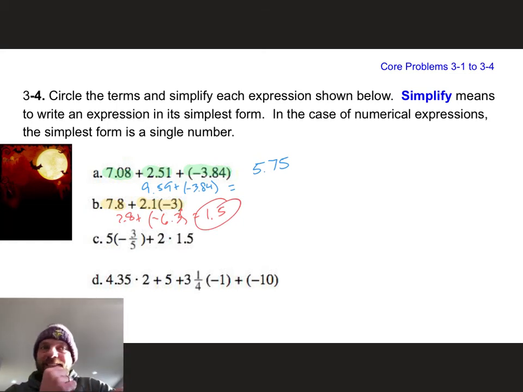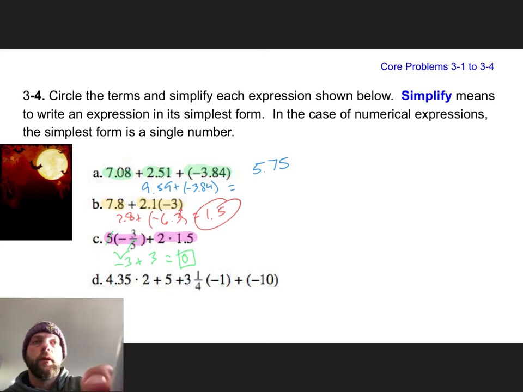All right, moving on to C. I have 5 groups of negative 3/5 and 2 groups of 1.5. So I have 2 terms there. And 5 groups of negative 3/5, that's going to give me a negative 3. 2 times 1.5 is going to give me 3. So negative 3 plus 3 is going to give me a 0.